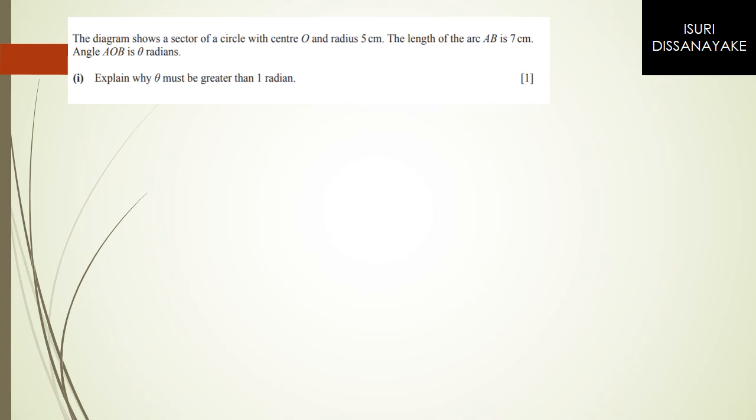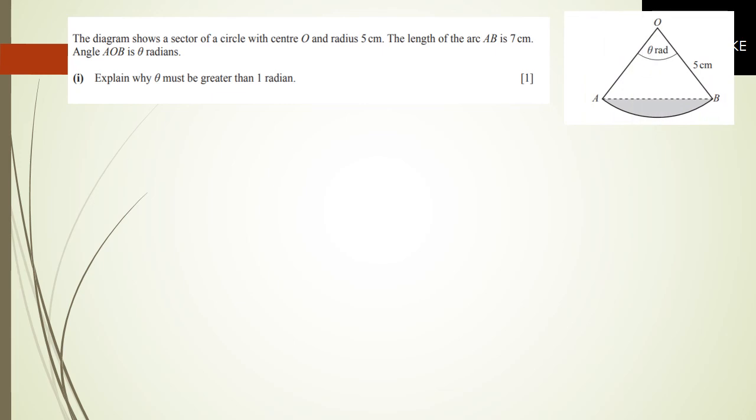The diagram shows a sector of a circle with center O, radius 5 centimeters. The length of the arc AB is 7 centimeters. Angle AOB is theta radians. Explain why theta must be greater than 1 radian. So you can see this is an isosceles triangle. You can explain why theta is more than 1 radian. And for you to find the value of theta, you can use the formula s equals r theta, because s is given as 7 centimeters, r is given as 5, and then you can work out theta.